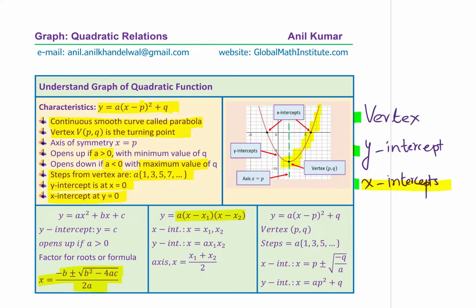Now, if you are given the vertex form, in that case, vertex is very easy to figure out. You can multiply the steps 1, 3, 5, 7 with a and sketch the graph. We are going to explore it further. However, finding x-intercept is tricky. To find the x-intercept, we have to rearrange this equation, right? So we have to rearrange.